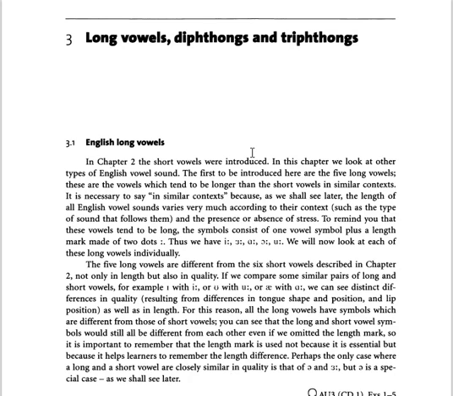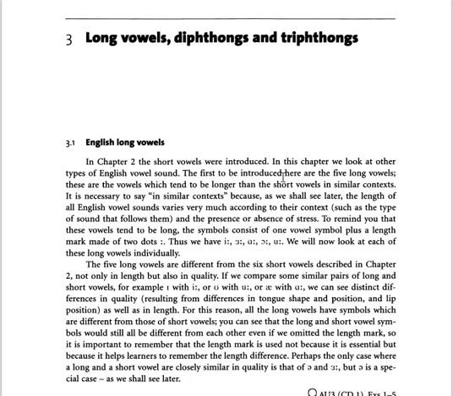The first to be introduced here are the 5 long vowels. These are the vowels which tend to be longer than the short vowels in similar contexts. It is necessary to say in similar contexts because, as we shall see later, the length of all English vowel sounds varies very much according to their context, such as the type of sound that follows them, and the presence or absence of stress.